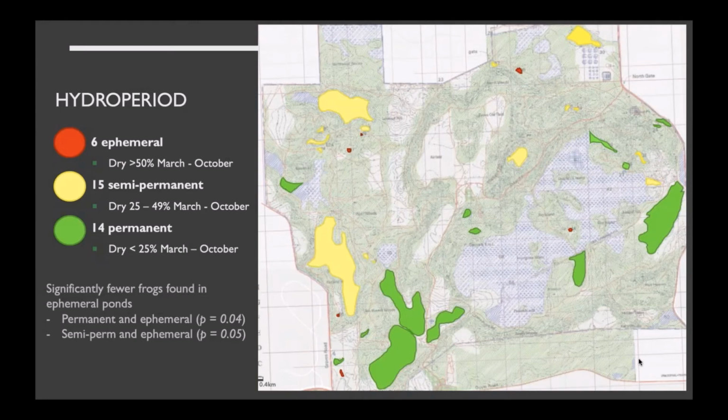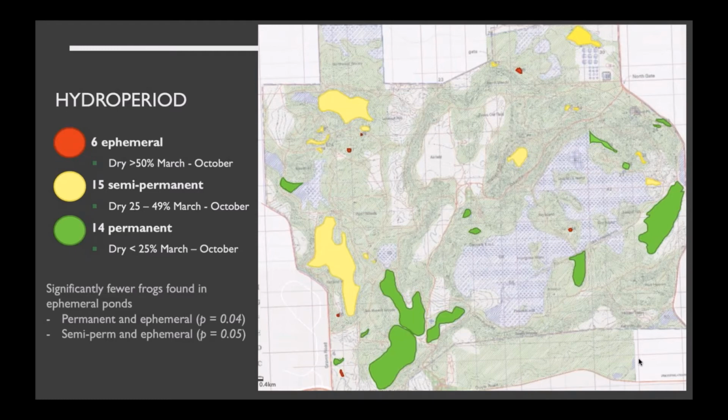So I created another map that shows the different groups of ponds based on how often they dried during our sampling period. You can see we found 6 ephemeral ponds that were dry for the majority of the sampling period. They're shown in red here. We found 15 semi-permanent ponds that were dry for some of the sampling period, and 14 permanent ponds that were dry for even less of the sampling period, less than 25%.